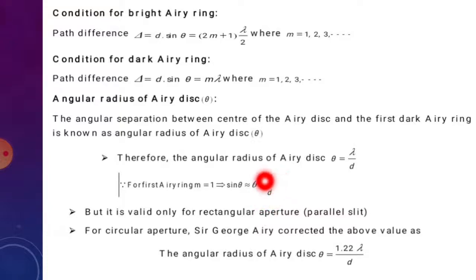So, in case of circular aperture, this value was corrected by George Airy. Like this, theta is equal to 1.22 lambda by d. So, in case of circular aperture, the angular separation between the center of Airy disk to first dark ring, theta, is equal to 1.22 lambda by d. In case of rectangular apertures, theta is equal to lambda by d. So, this is the angular separation between the center of Airy disk to first dark ring, which is known as the angular radius of Airy disk theta, which is also known as the limit of resolution.